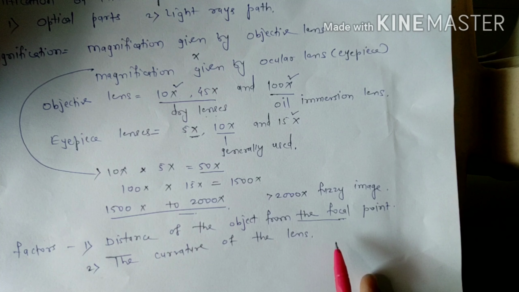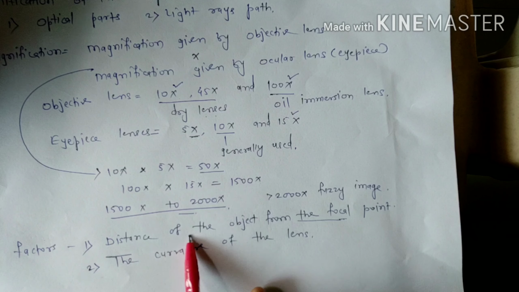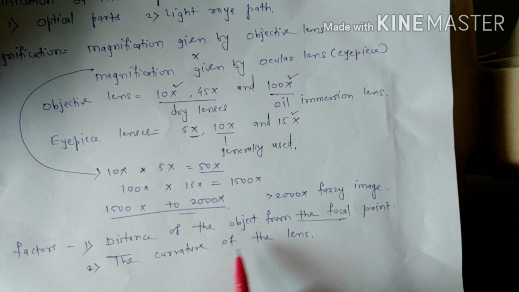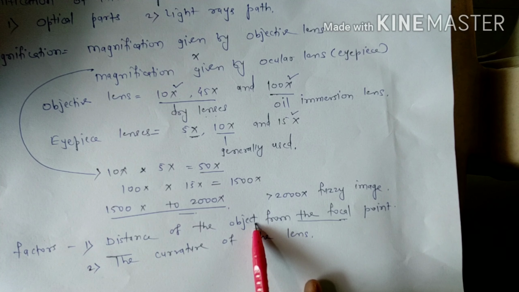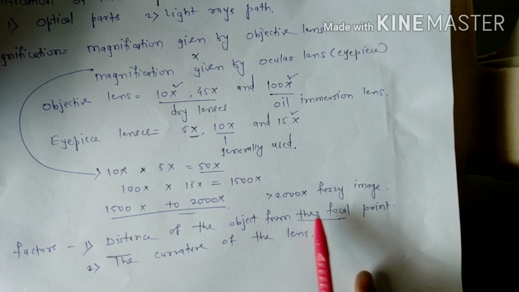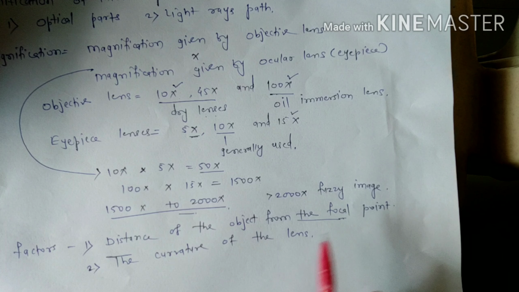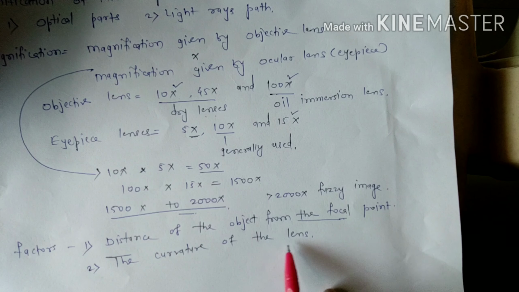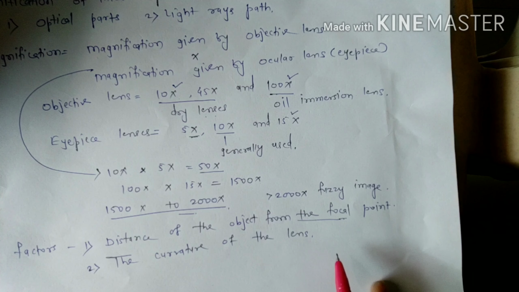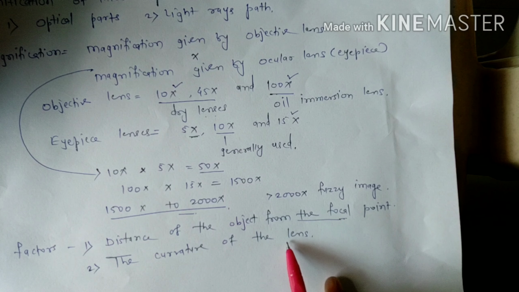There are two factors which affect the magnification of the microscope. First, the distance of the object from the focal point, and second, the curvature of the lens. If the distance of the object from the focal point is smaller, it will give the greater magnification, and if the curvature of the lens is more, it will give the less magnification. These are the two factors affecting the magnification of this microscope.